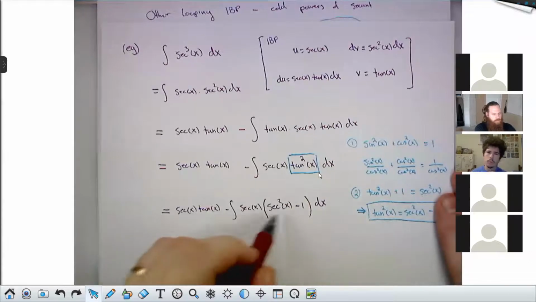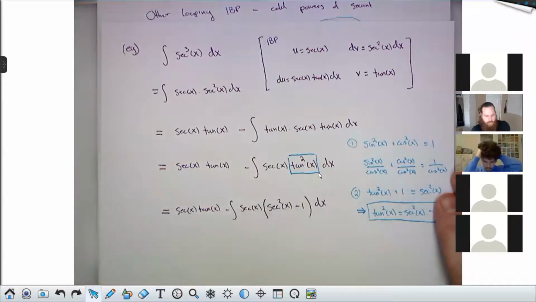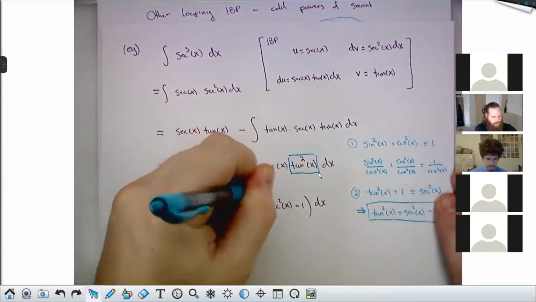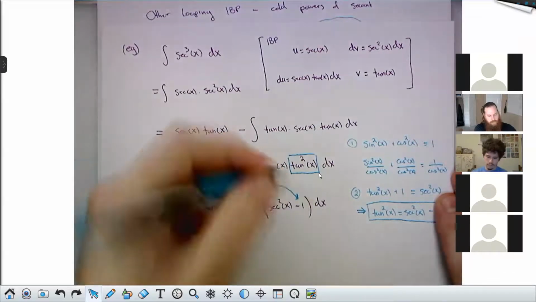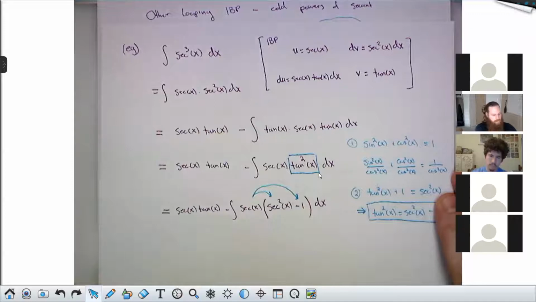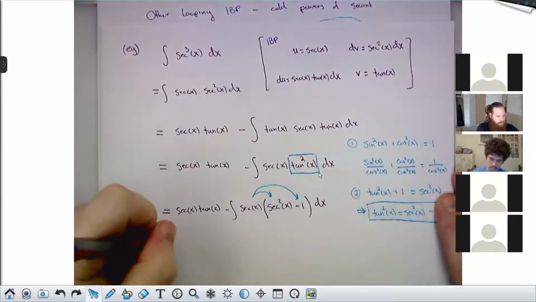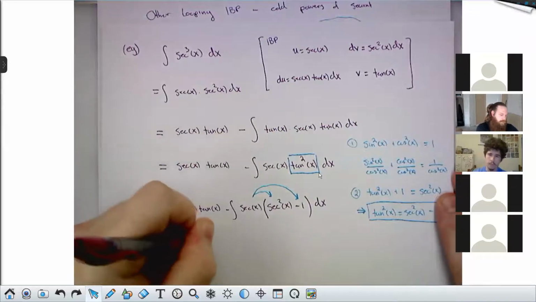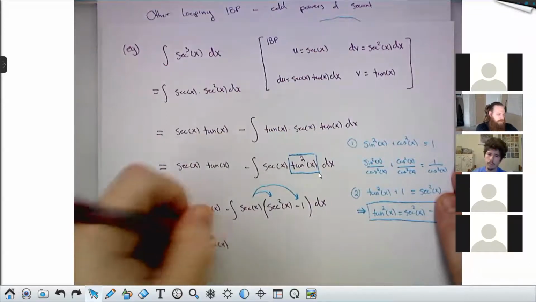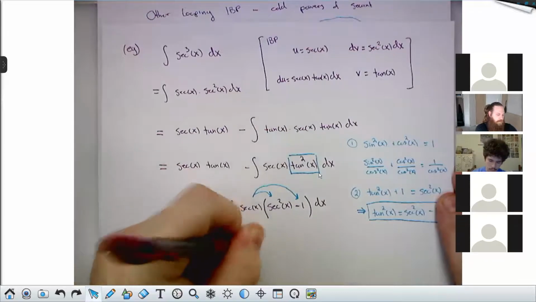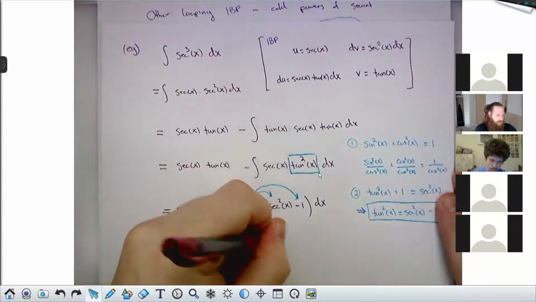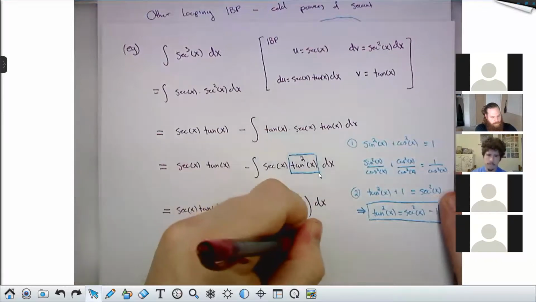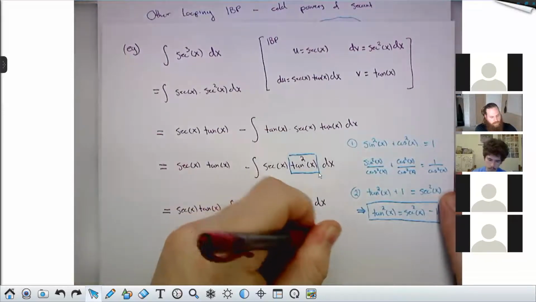I'm going to distribute this secant over these parens, giving me secant x tangent x minus the integral of secant cubed x minus secant x.